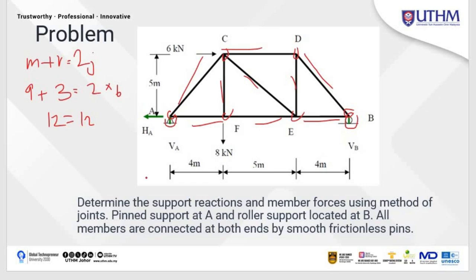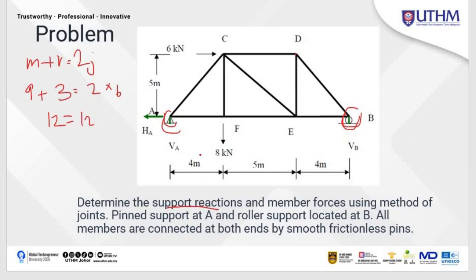The next step is to find the member forces. The question is which joint you need to start from. The requirement to start using the method of joints is that the joint has at least 2 unknown member forces. So you can start from joint A or joint B, but you need to find the support reactions first.